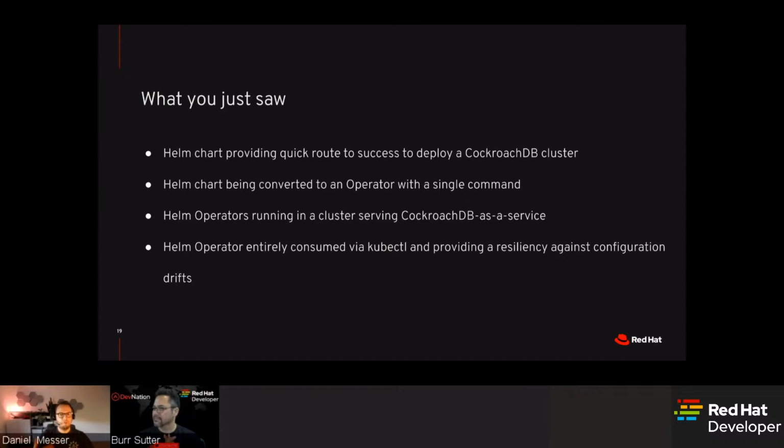So the operator then runs in a cluster and basically offers CockroachDB as a service. I could create hundreds of these custom resources in different namespaces, and you would get hundreds of database instances, all controlled by that operator, all following that same resiliency against configuration drifts. And all you need to do on the client side is to use plain Kubernetes APIs, kubectl, OC, or whatever GitOps tool you have in the organization. So very nice user experience, still leveraging the ease of use with Helm and Helm charts.